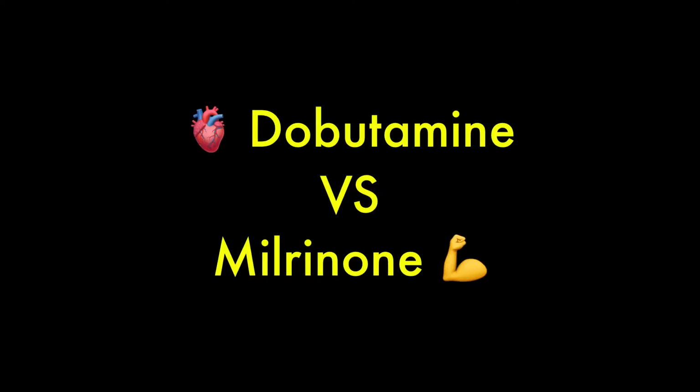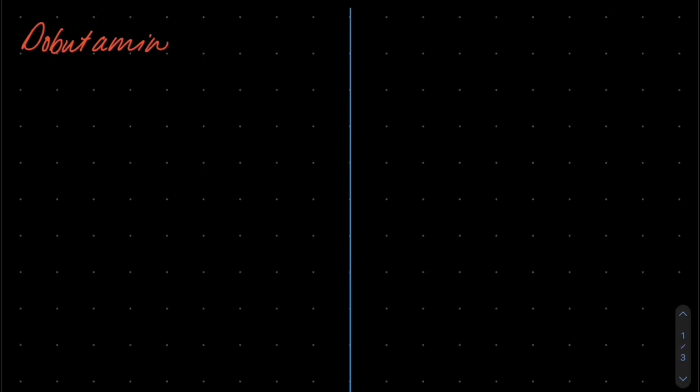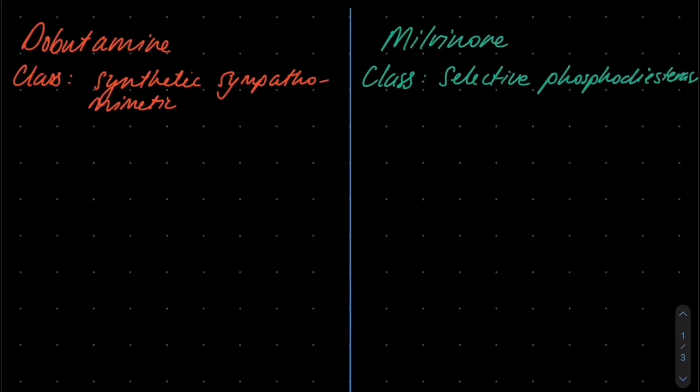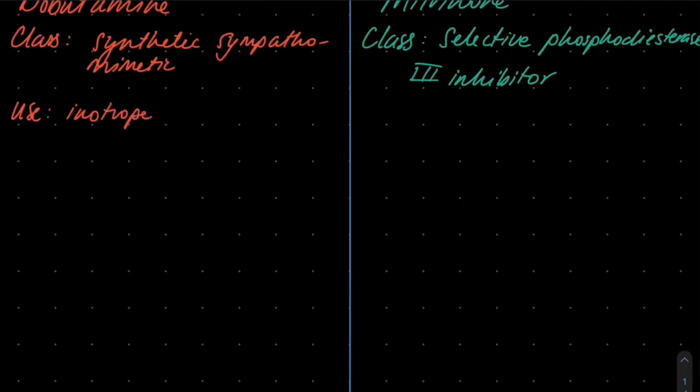Today we're going to cover the differences between the pharmacology of dobutamine and milrinone. Starting with the class, dobutamine is a synthetic sympathomimetic, whereas milrinone is a selective phosphodiesterase 3 inhibitor. The main use for dobutamine is as an inotrope for cardiogenic shock.